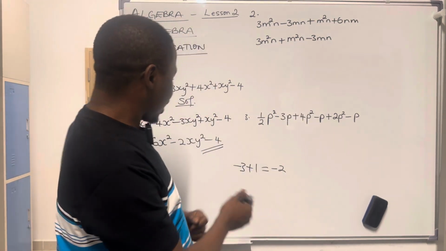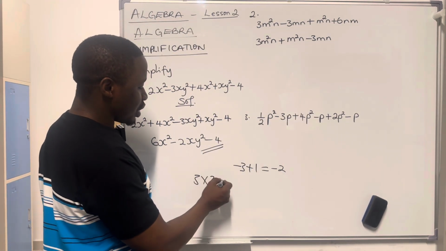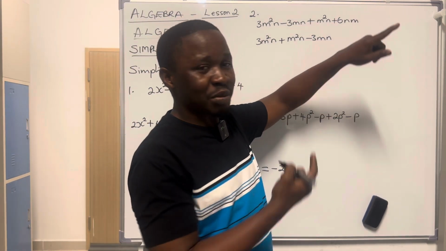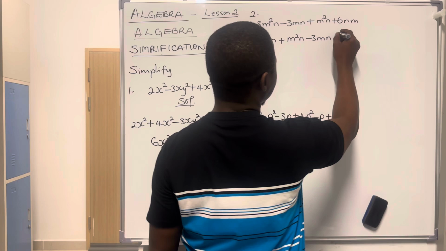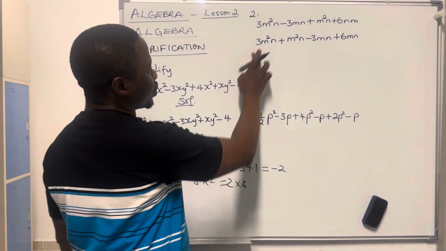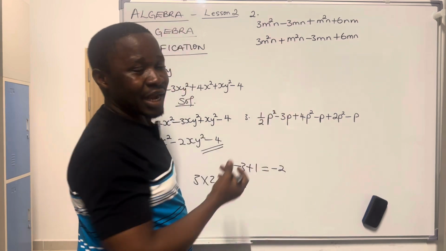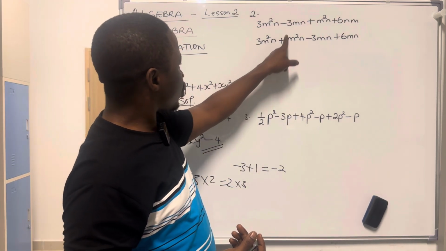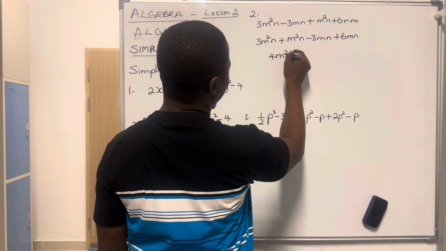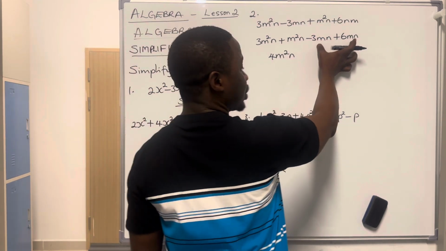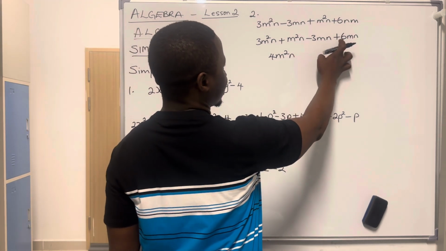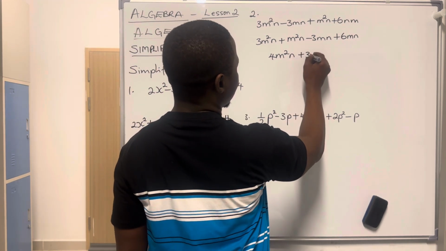So for multiplication, 3 times 2 is the same as 2 times 3. So nm is the same as mn. So we can say 6mn. So these two are like terms. We can add them. 3 plus 1 is 4. So 4m squared n. These two are like terms. Minus 3 plus 6 plus 3mn.